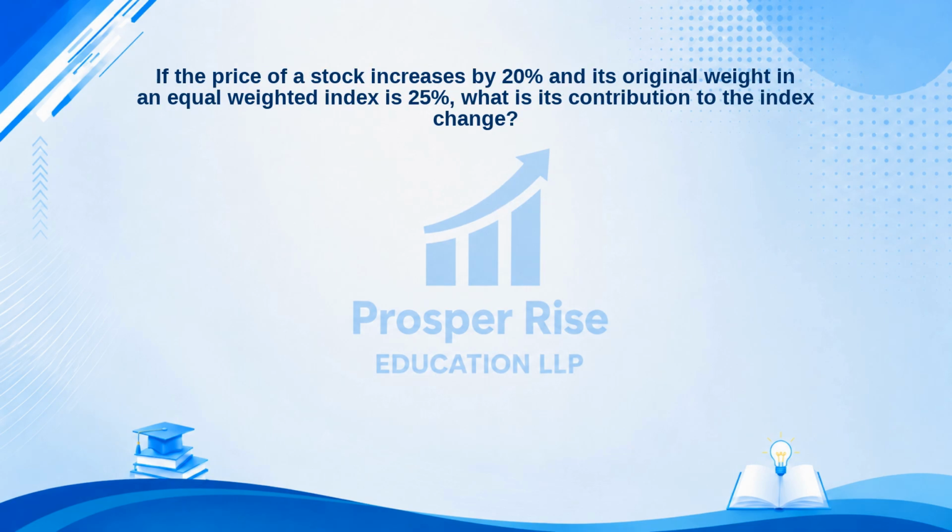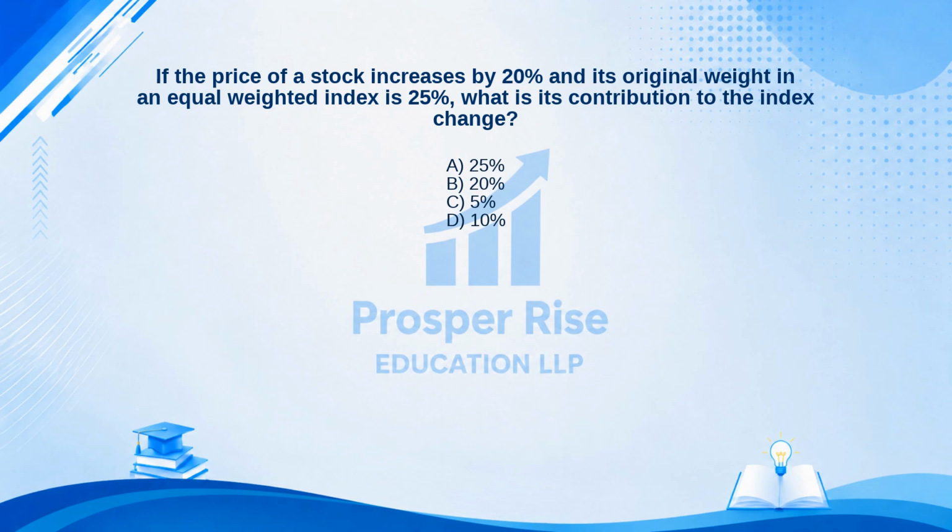If the price of a stock increases by 20% and its original weight in an equal weighted index is 25%, what is its contribution to the index change? Here are your options. A. 25%. B. 20%. C. 5%. Or D. 10%. Take a moment to pause the video and decide.